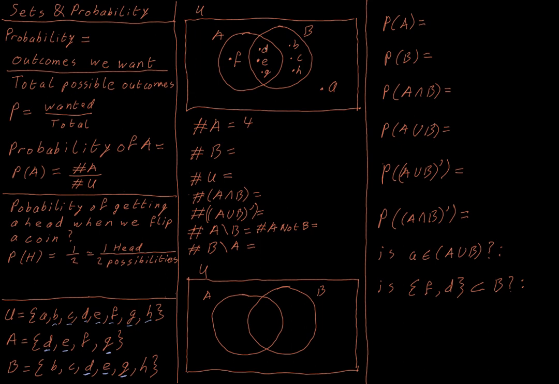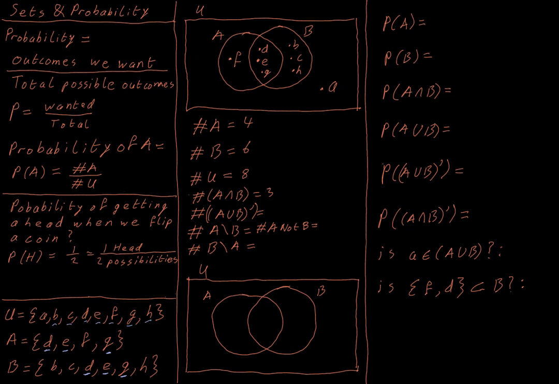Cardinal number of B would be 1, 2, 3, 4, 5, 6. Cardinal number of our universe is 1, 2, 3, 4, 5, 6, 7, 8. Count up all the elements in our universe. Cardinal number of A intersection B would be 1, 2, 3. Cardinal number of A union B complement. Complement means what's not, or everything else other than what's in here. So everything other than A union B. Well, this is all of A union B, anything in A or B or both.